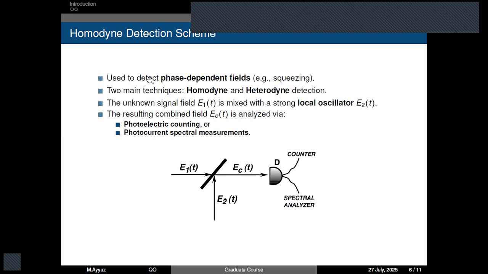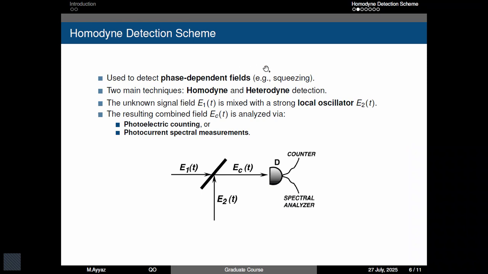It is helpful in order to detect phase-dependent properties of the field, and we have two types of techniques. One is homodyne detection, and the other is heterodyne detection. The difference between the two techniques is that in homodyne detection, we can only measure one quadrature at a time, but in heterodyne detection, we can measure both quadratures simultaneously. But we know that both quadratures are bound by the Heisenberg limit. So heterodyne detection is much noisier as compared to homodyne detection.